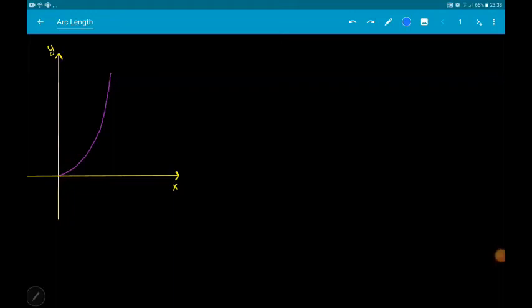Hello, today I'm going to explain how to find curve length or arc length by using integral. The topic is from Mathematics 2, Chapter 4. We have used application of integral to find area under the curve before, but now we will talk about length of curve. So what is this length exactly?